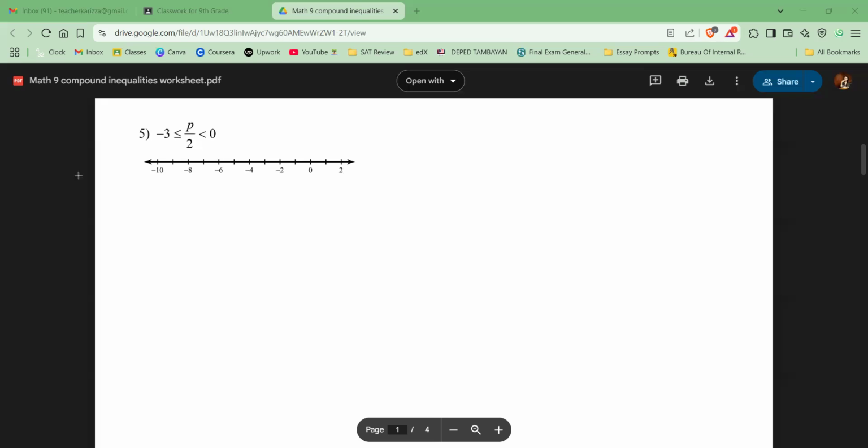So what's the final answer? It's 0 is greater than p is greater than -6. Okay, so you multiply all sides by 2. So you have -6 is less than or equal to p is less than 0. Graph. Show the graph.